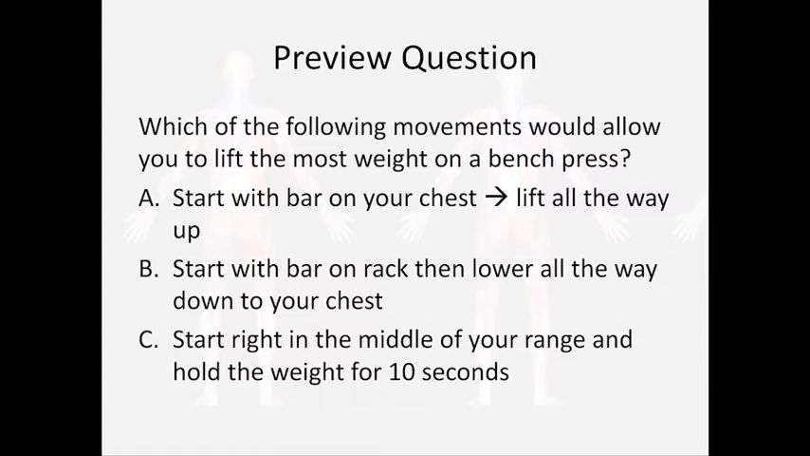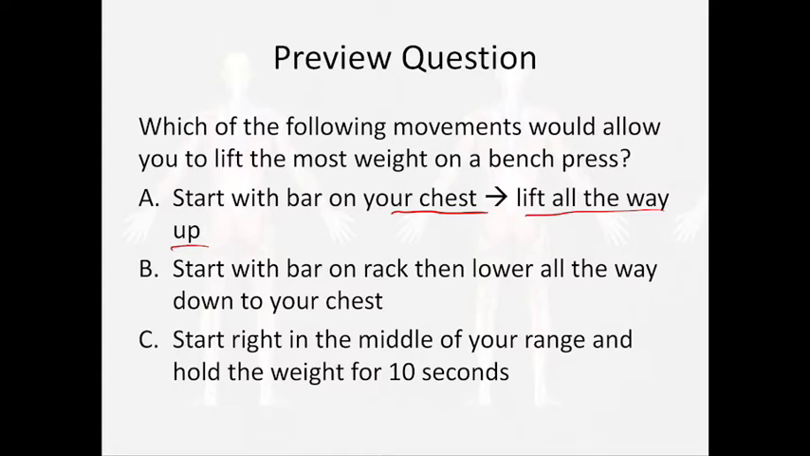We can visualize that with this preview question, which is: picture yourself on a bench press. You're lying down on your back, and you've got that bar up above your head on the rack. We're going to try 3 different ways to lift that bar, and see which one you can lift the most weight with. The first option is you start with the bar on your chest, all the way down, and all you have to do is lift all the way up. That's all you have to do.